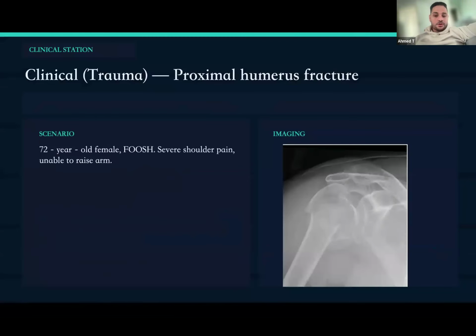Right. So our next case, 72 years, female, severe shoulder pain, unable to raise the arm. Can someone comment on the X-ray, please? Yeah, I can go.